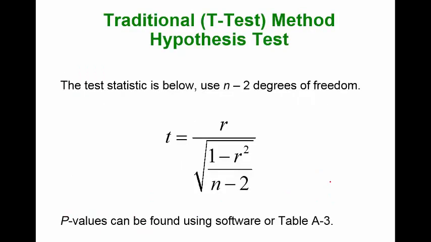Another method to approach this is to use what's called the traditional method, using the t-test, and for this you would need to find a t-value. Now, the difficult part about that is that you need to compare this with a critical t-value. This time your degrees of freedom is n-2 compared to n-1 from the last chapter. And we're going to look at table A3. Now, I would suggest not to do this. This is not recommended.